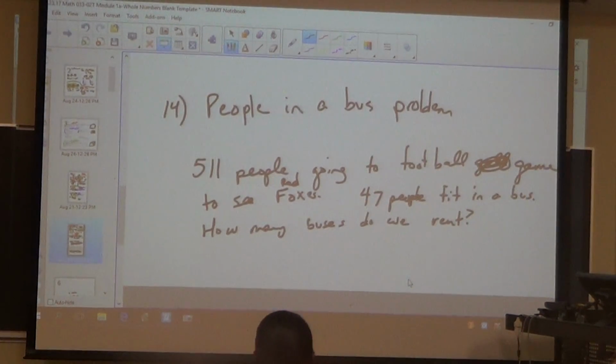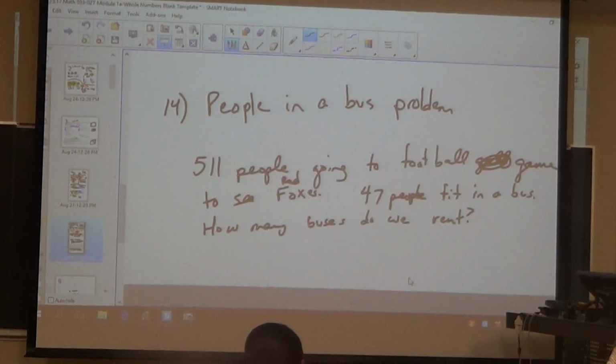511 people are going to a football game to see the red foxes. I'm from Hartsville. 47 people fit in a bus. How many buses do we rent?